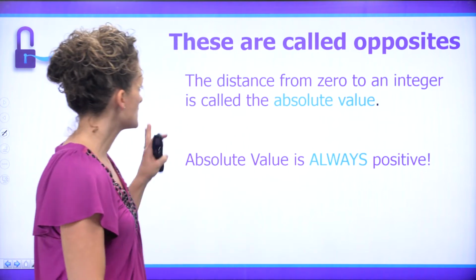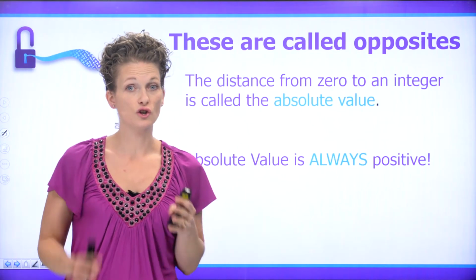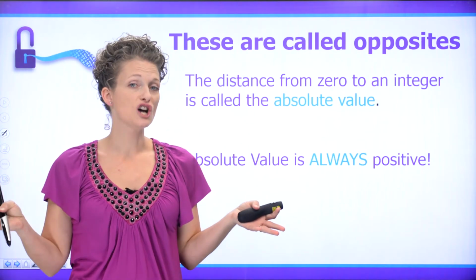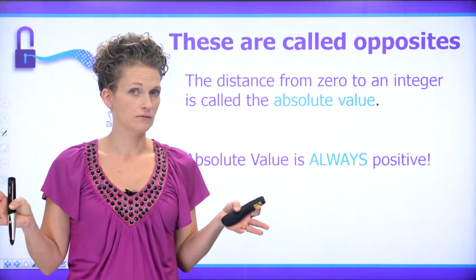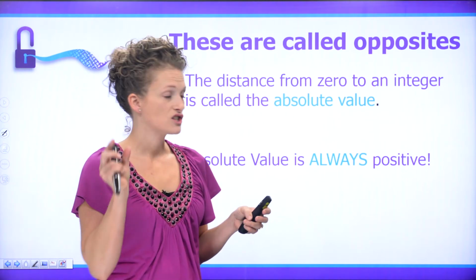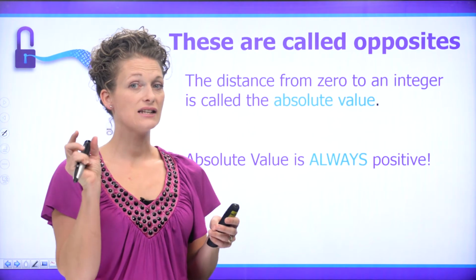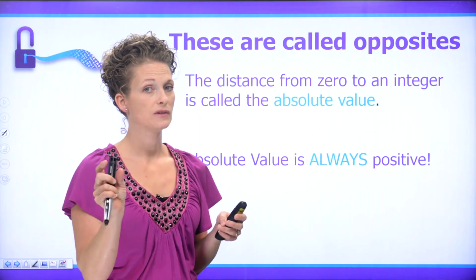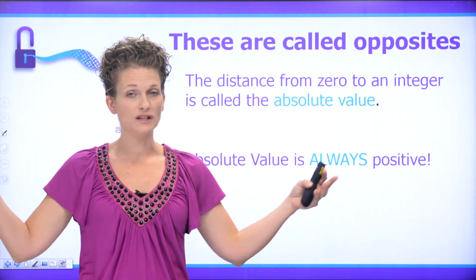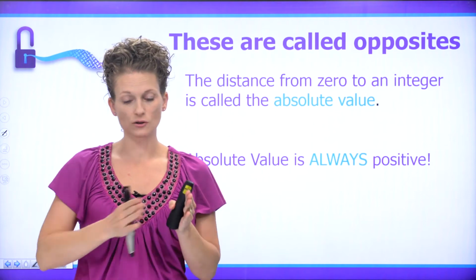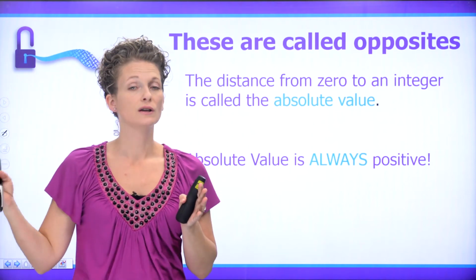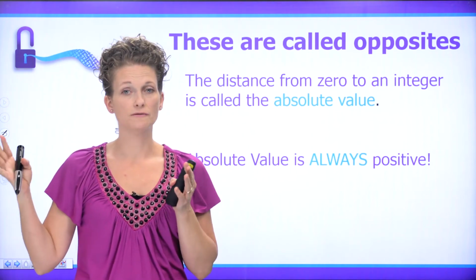So when we talk about the distance from 0 of an integer on the number line, we are talking about absolute value. Absolute value is strictly a distance, and it is always positive. It doesn't matter what the number is. We are simply talking from 0 to get to that number. It's just a positive distance.